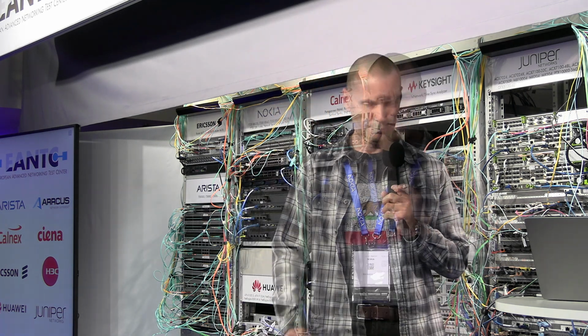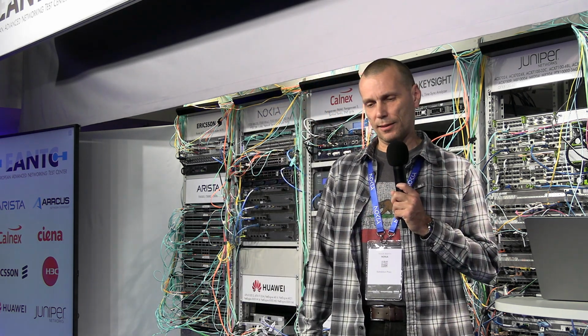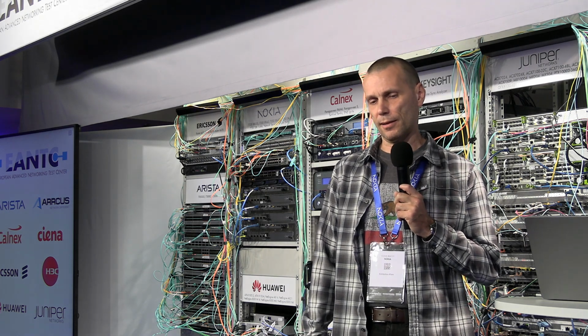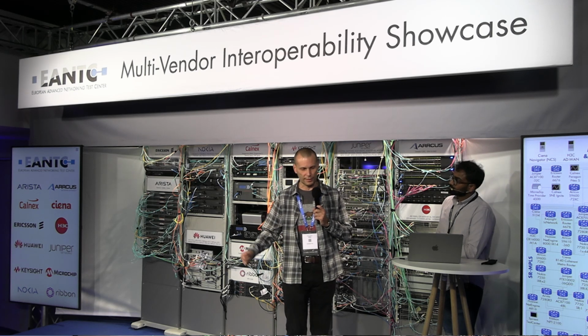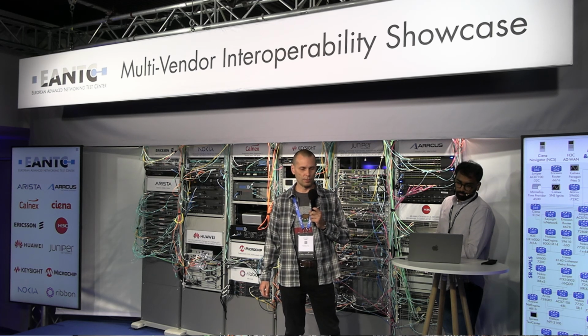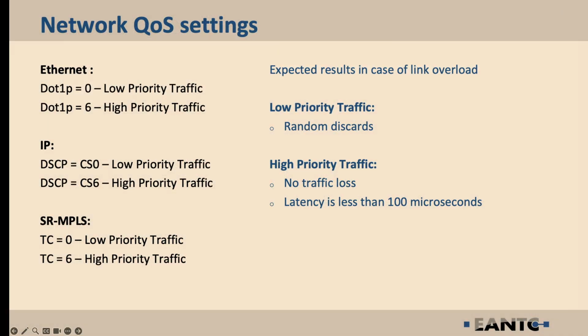Please, next slide. Okay, so the next crucial part is the QoS settings, which my colleague Anton already mentioned earlier. So we have configured Ethernet classification for .1p: 0 is low priority traffic, 6 is high priority traffic. For IP, we have DSCP values CS0 and CS6. And for SR MPLS, traffic class 0 and traffic class 6 for low priority traffic and high priority traffic.